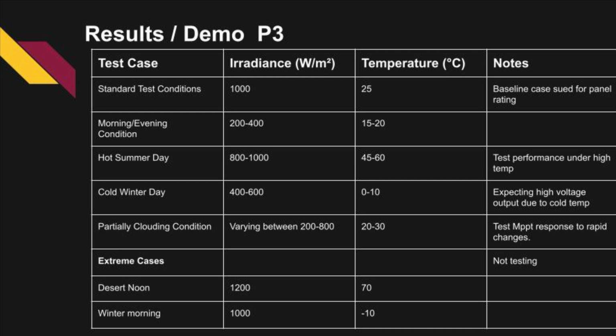A hot summer day is basically a summer in Arizona. A cold winter day is basically what you'd expect on average. And partially cloudy conditions is basically an average of a hot summer day and a cold winter day, an average of the amount of power on the lower section, and the temperature is also on the lower end, but an average of that. Extreme cases we're not going to be testing for our project here today.